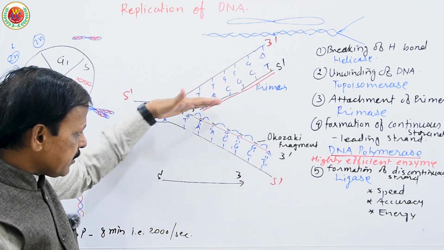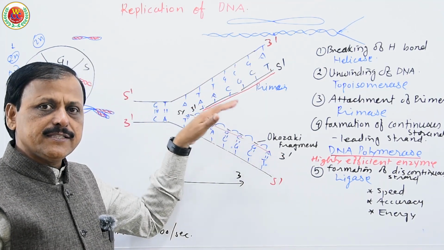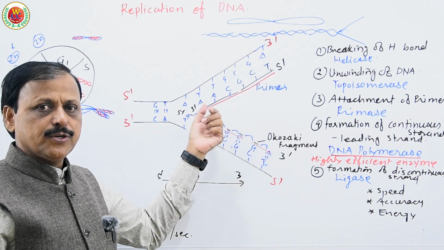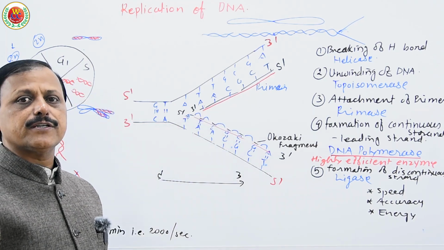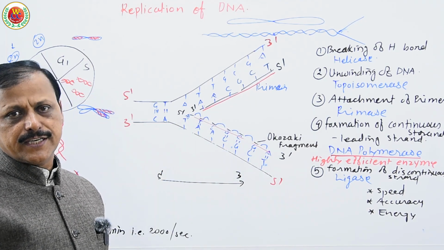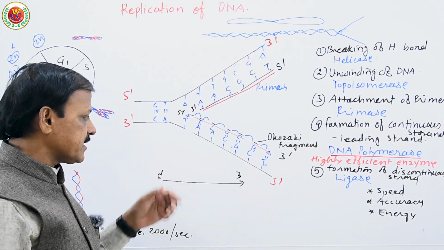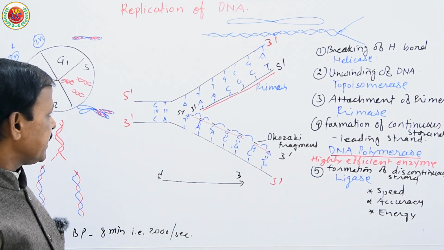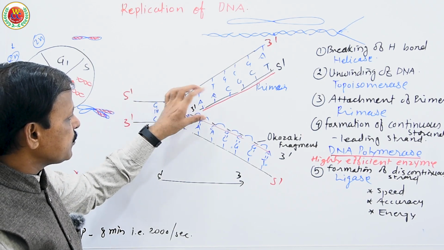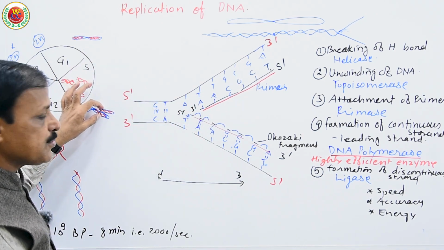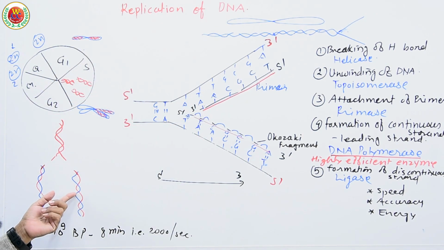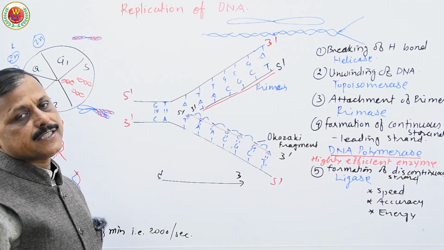Thus formation of leading and lagging strand is part of the process which continues till the end of the replication of complete DNA, to form the two DNA double helix structures from a single DNA. So this was a single, now going to produce two. It occurred during the synthesis phase.